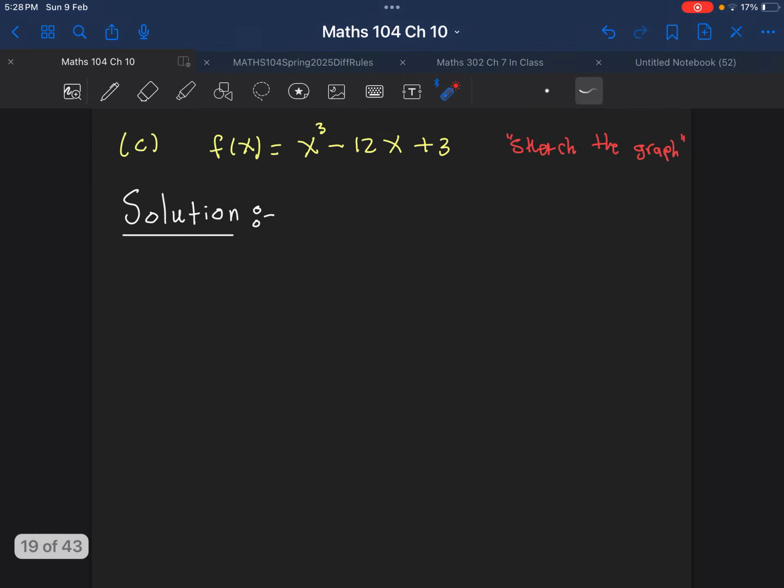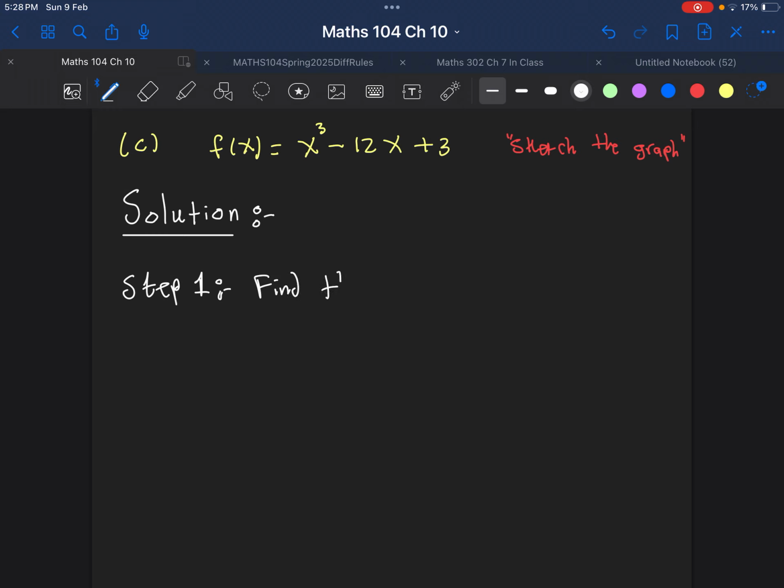Welcome student to question number C, where we need again to find the increasing, decreasing intervals, local maximum and minimum. Moreover, we need also to sketch the graph of this function. So as we did before, step number 1, we need to find the critical numbers. The critical numbers are the numbers which are nominated to be local maximum and local minimum.